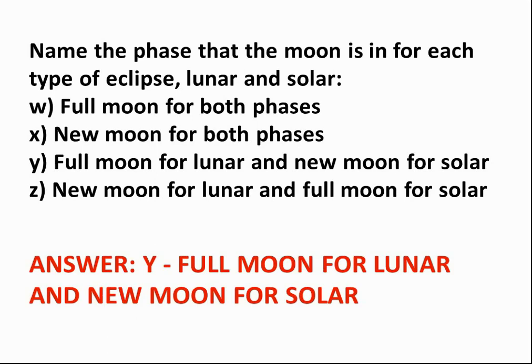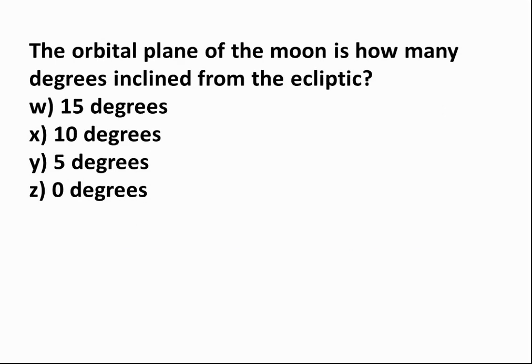Answer: Y. Full moon for lunar and new moon for solar. The orbital plane of the Moon is how many degrees inclined from the ecliptic? W. 15 degrees. X. 10 degrees. Y. 5 degrees. Z. 0 degrees.